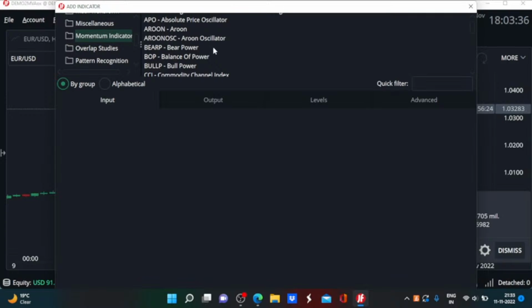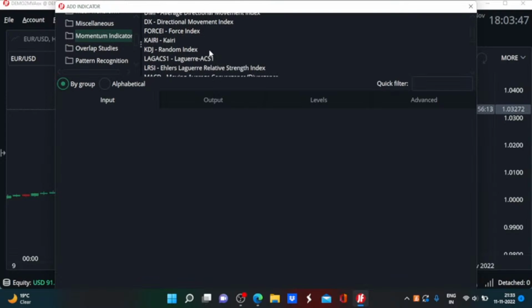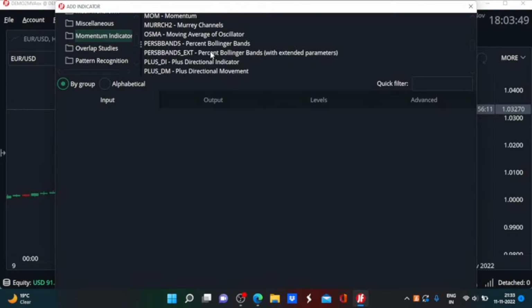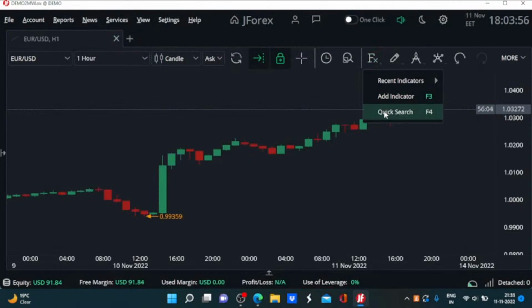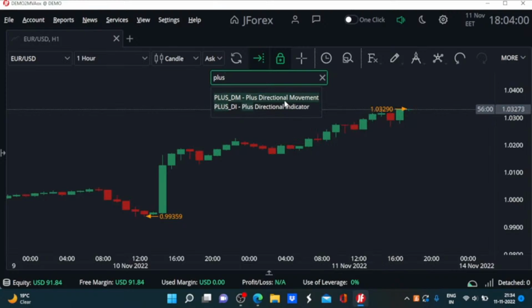We use plus directional indicator and minus directional indicator to arrive at the ADX, average directional index. So here you will find this. Here it is, plus directional indicator. All right. So you can get it by simply doing a quick search as well. Type in plus and there it appears.